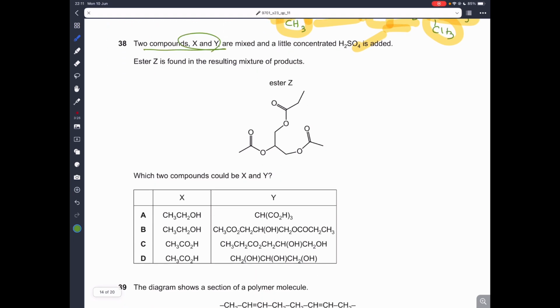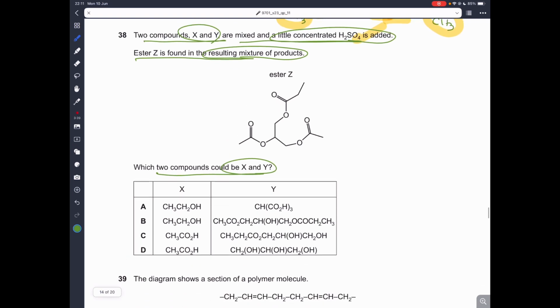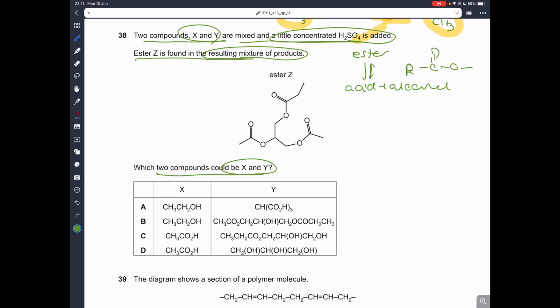38. Two compounds, X and Y, are mixed and concentrated sulfuric acid is added. Analysis found Y in the resulting mixture of products. Which two compounds could be X and Y? Okay, so we are actually dealing with an ester, right? Remember ester, we are going to hydrolyze it. What happens when we hydrolyze this reaction? We're going to form an acid and an alcohol. Remember that. Ester always has a CO group. So if there is a radical here, and another radical here, we have to break the bond from here, and add an H and an OH over here. So then we can form acid and alcohol.